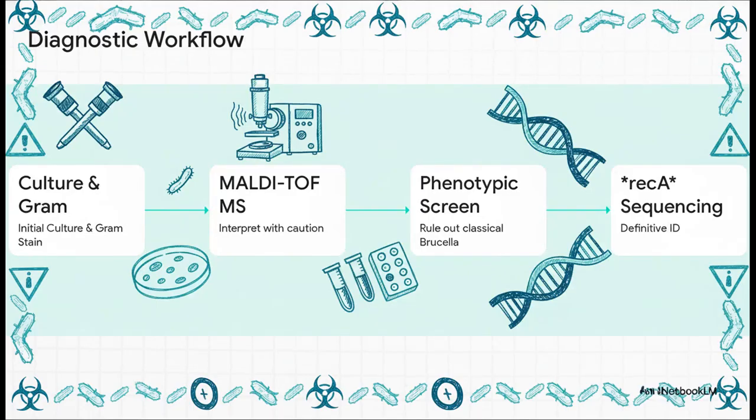So let's put it all together into a smart workflow. First, your culture plates and gram stain give you the initial picture. Then your MALDI spits out Brucella. Step 1, don't panic. Step 2, go straight to your phenotypic screen. Check for growth on MacConkey, check for motility. If you've got both, you can breathe a sigh of relief. It's almost certainly not one of the scary ones. Now, for the final confirmation, don't rely on 16S sequencing. It's just not specific enough to tell these guys apart. The gold standard, the thing that will give you the definitive answer, is sequencing the recA gene. That's what'll nail the ID.